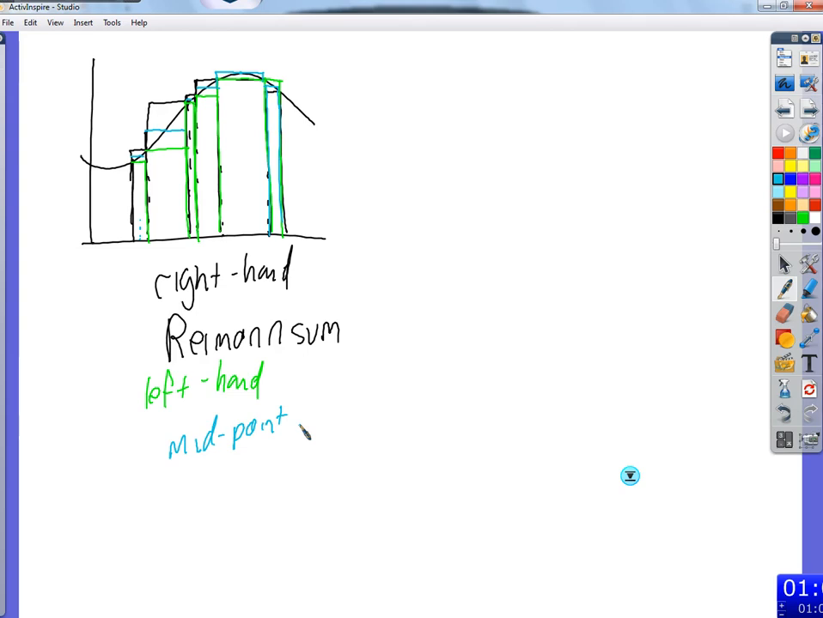Now, I just want you to keep this in mind. Right hand, left hand, midpoint. Just log it away. Put it in a special place, in here, in your brain. Okay? We'll do some AP questions soon enough that will use this language.